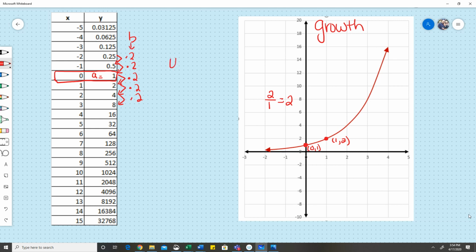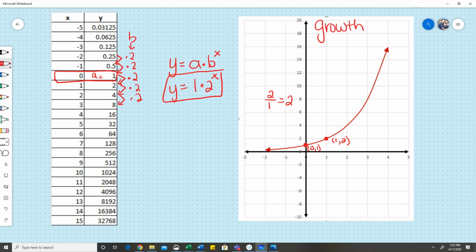So when I do my equation, y equals a times b to the x power, I'm going to substitute in a 1 for my a, a 2 for my b, and it's to the x power. So there's my equation for it. Now there is one more thing that we start to see the beginnings of here, but we're going to see even more on the next graph.